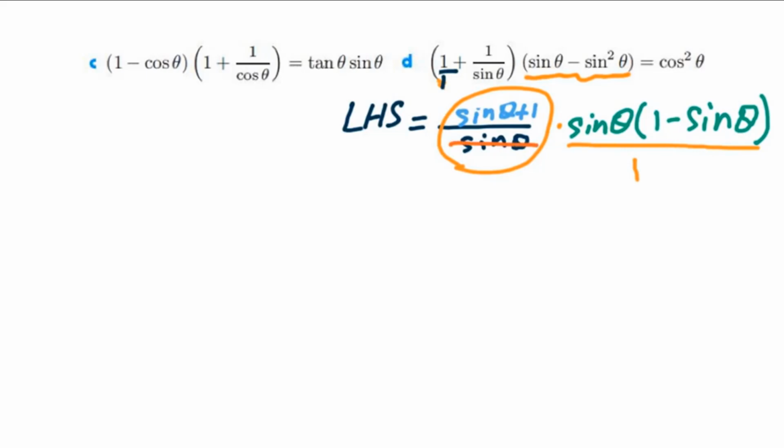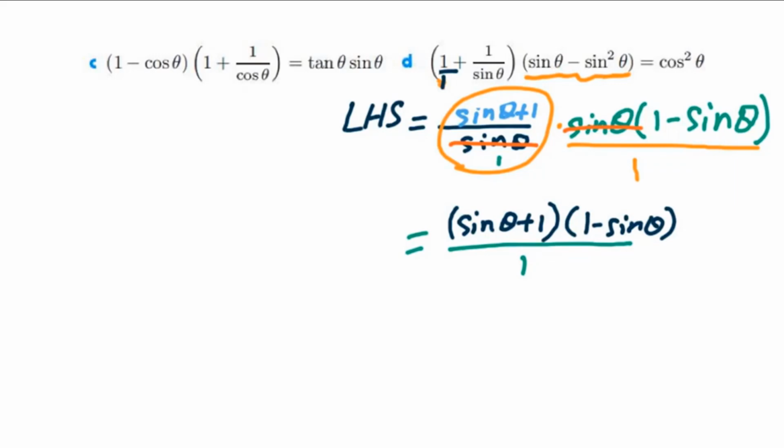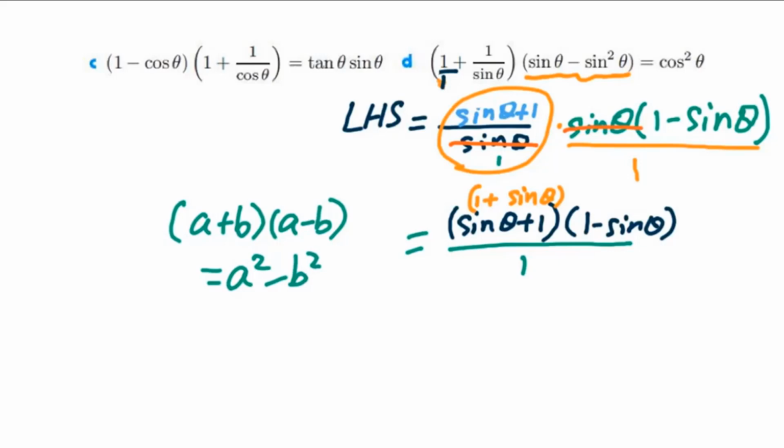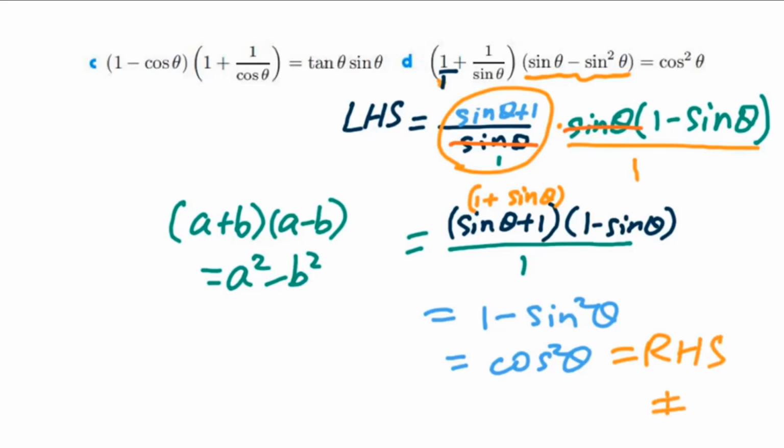We know that sine theta, 1 as a denominator, 1 as a numerator, reduce. So we got denominator, this is a 1, so basically it's 1. Numerator, I got sine theta plus 1 times 1 minus sine theta. For sine theta plus 1, we count as 1 plus sine theta. Then we got a plus b times a minus b, that's conjugate multiply. We got a squared minus b squared. Therefore, I got 1 minus sine squared theta. That will be cosine squared theta. It's the right-hand side, so we finish the proof.